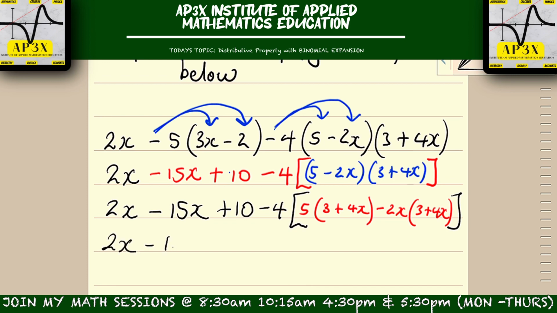We have 2x take away 15x plus, say here, 10 take away 4, and we're going to be simplifying the inside. So we have 5 times 3, that's 15. 5 times 4x, that is 20x. Minus 2 times 3, that's minus 6x. And minus times plus is going to be minus. 2 times 4 is 8. x times x is x squared.